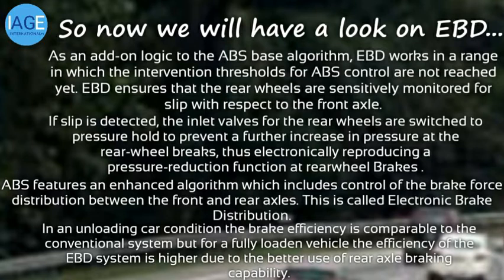ABS features an enhanced algorithm which includes control of the brake force distribution between the front and rear axles. This is called electronic brake force distribution. In an unloaded car condition, the brake efficiency is comparable to the conventional system, but for a fully loaded vehicle, the efficiency of the EBD system is higher due to better use of rear axle braking capability.